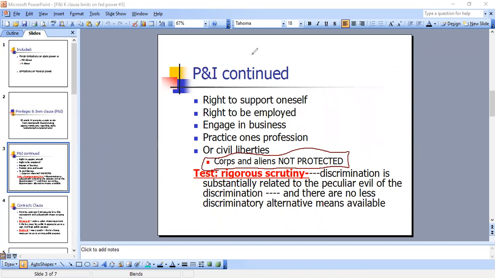I've seen it before. The test is a rigorous scrutiny. Discrimination is substantially related, first element, to the peculiar evil of the discrimination, and there are no less discriminatory alternative means available. So this is the strict scrutiny test that we use if the P&I is involved.